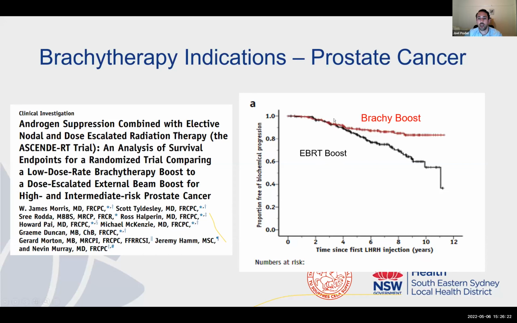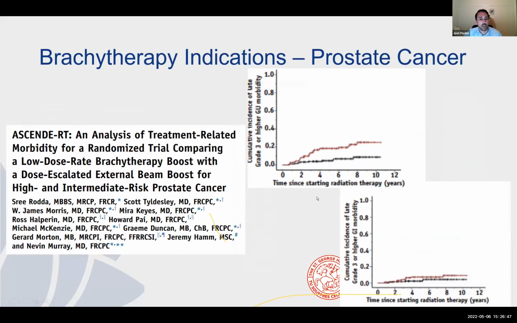The patients who received a brachytherapy boost, those who were free of biochemical progression, remained at around 85 to 90%, even out to 10 years past their treatment. Whereas if you compare that to those patients who received an external beam boost, that's right down at 60% at 10 years. So one of the criticisms of this trial was that the patients who received the brachytherapy boost had quality of life indicators that were much worse than those who received the external beam boost.